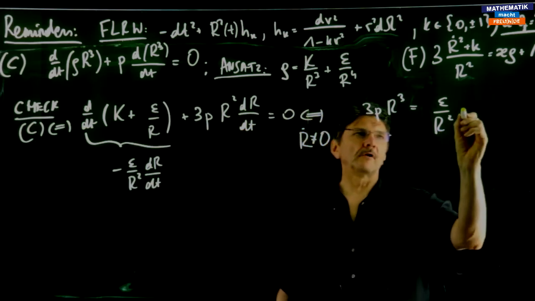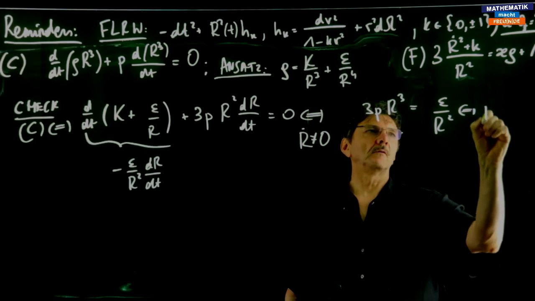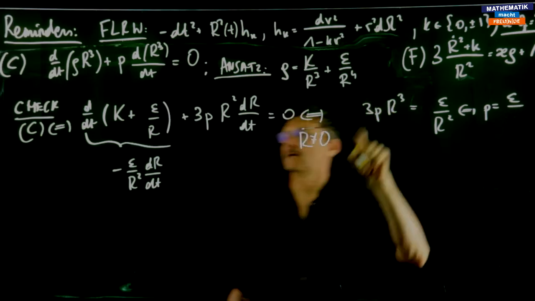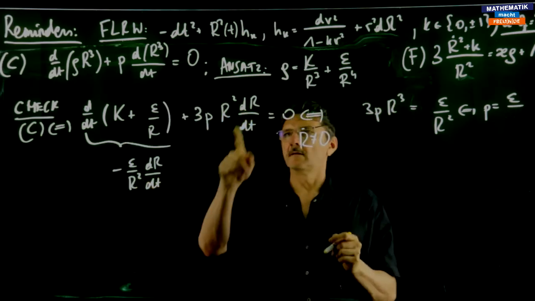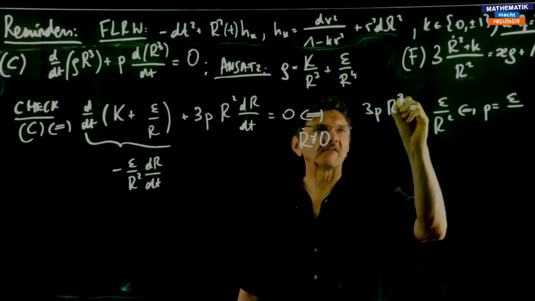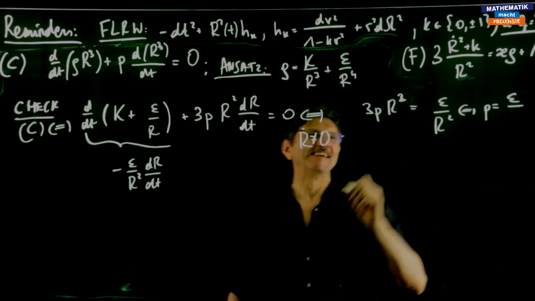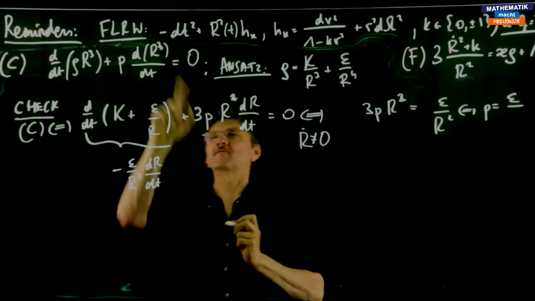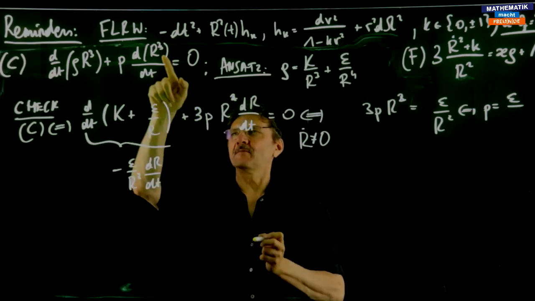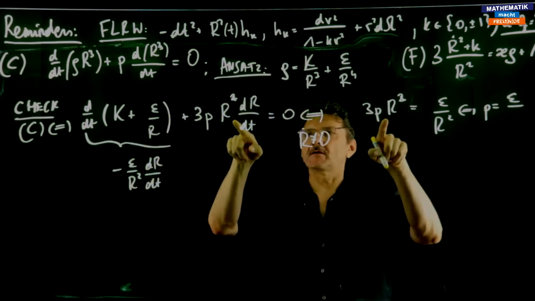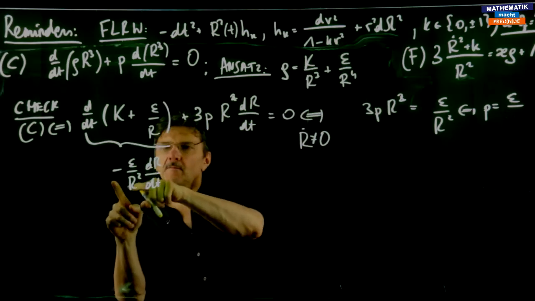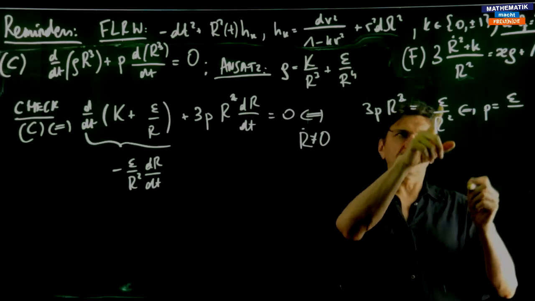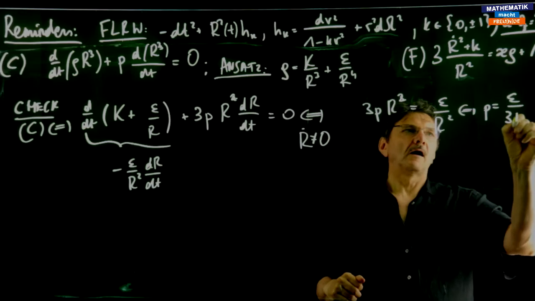So in other words, p is equal to epsilon over... this is a square, right? So it looks like a three, but it's a two. So this two here is coming from differentiating R cubed. My partial derivative, 3p r square from this one, is equal to epsilon over r square from this. So p is epsilon over 3 r to the fourth.